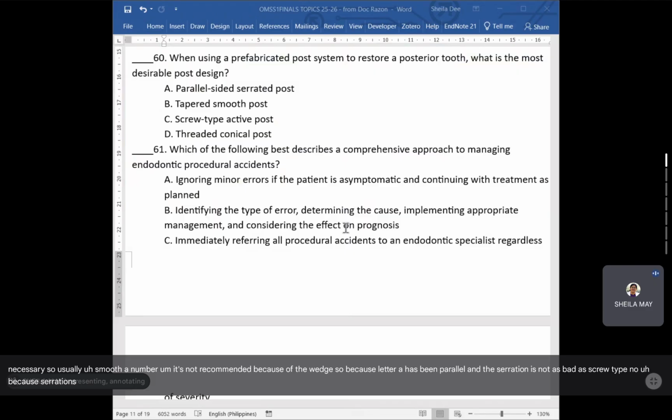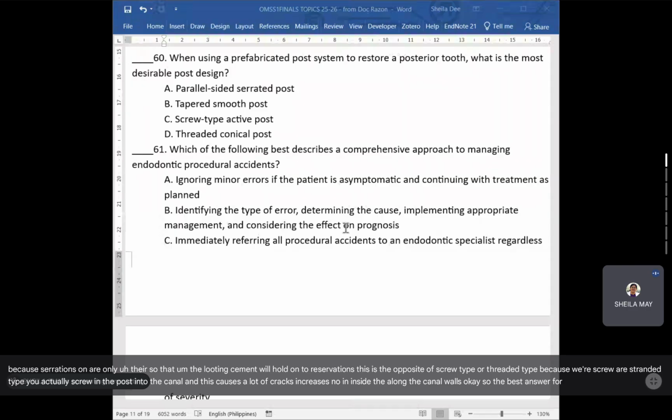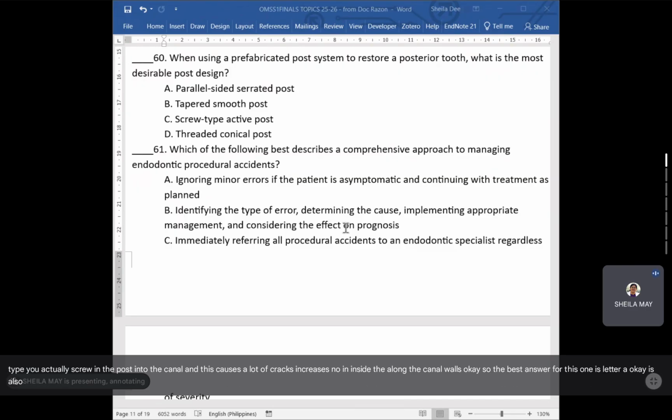Because serrations are only there so that the luting cement will hold onto these serrations. This is the opposite of screw type or threaded type, because for screw or threaded type, you actually screw in the post into the canal, and this causes a lot of cracks and creases along the canal walls. Kaya nga sabi ko, ito palang out na siya. Okay? So the best answer for this one is letter A. Okay? Kasi yung tapered din is also something that's definitely not desirable.